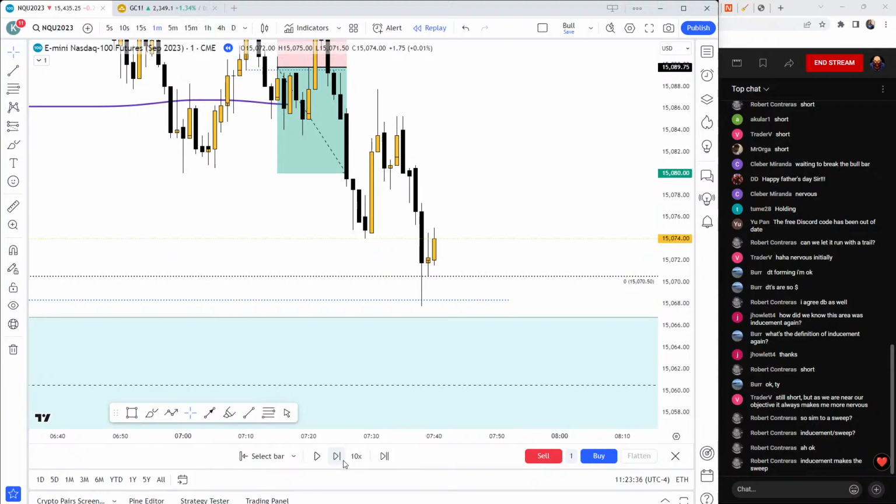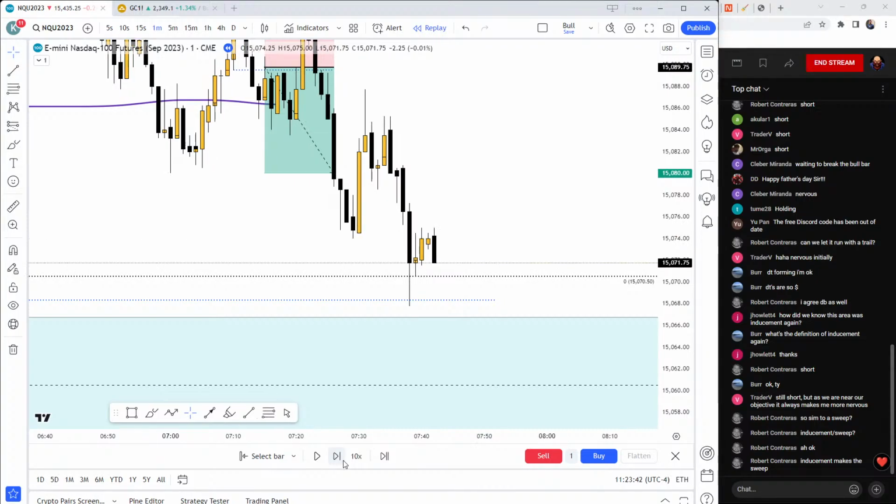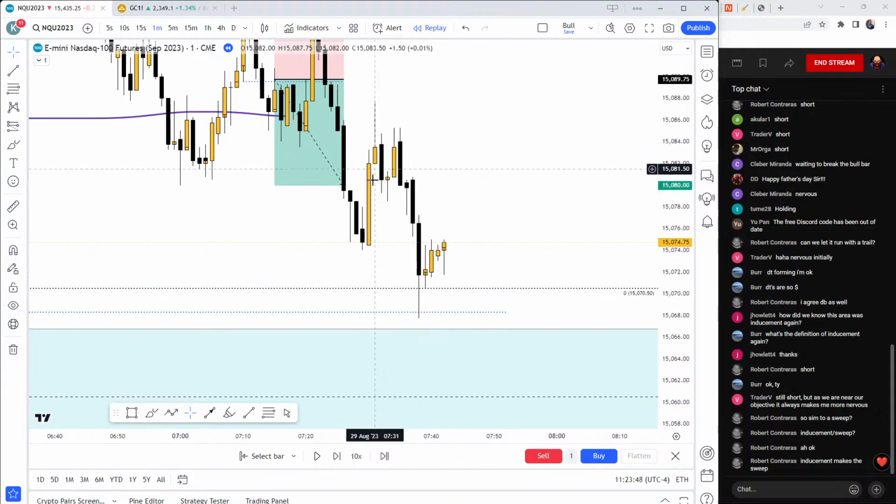Okay, price is stalling. We tapped into an imbalance again. Not what you want to see. Traded back into this consolidation and we're rejecting. So we're likely trading back up into here.